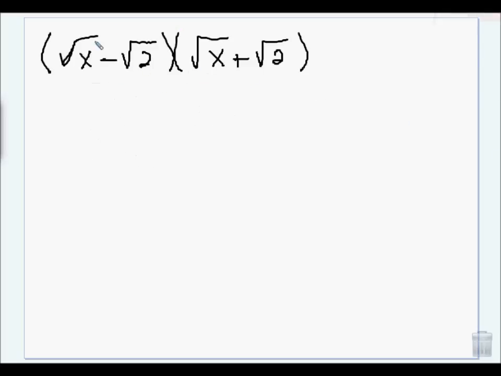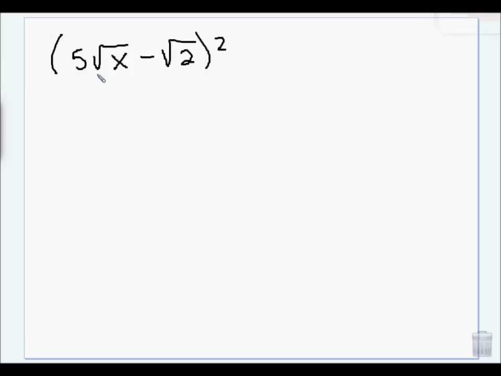Okay, so I have another conjugate, so I'm going to multiply the first two and the last two. And I have the square root of x times the square root of x is x, and negative square root of 2 times positive square root of 2 is -2. Okay, so now we've got a square.